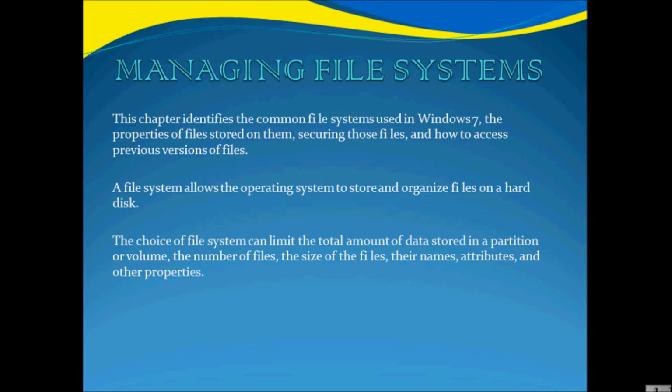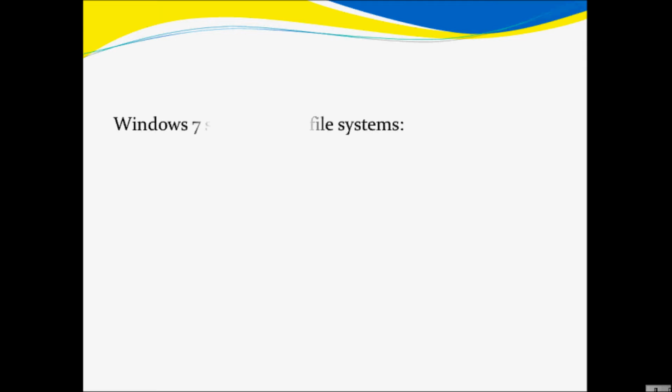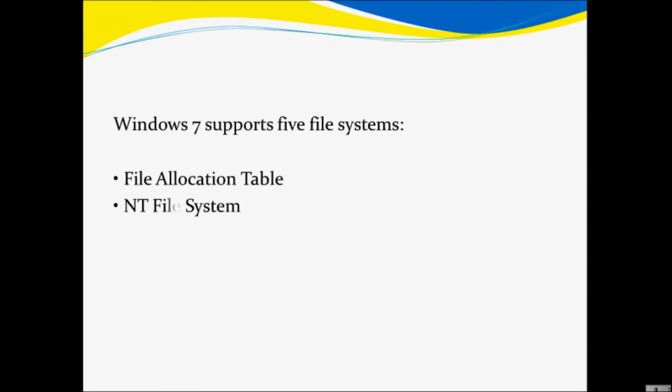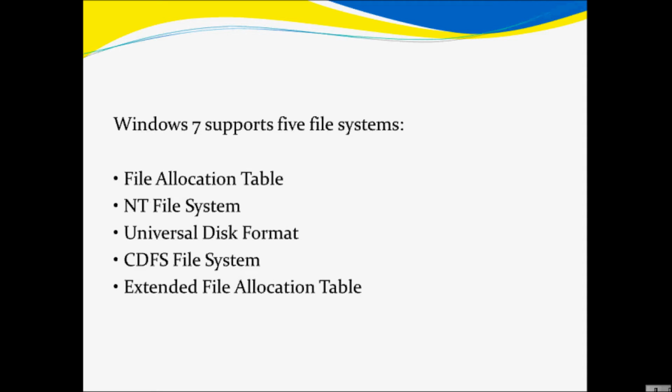The choice of file system can limit the total amount of data stored in a partition or volume, the number of files, the size of files, their names, attributes, and other properties. So Windows 7 supports 5 file systems. These are the File Allocation Table, NT File System, the Universal Disk Format, CDFS file system, and the Extended File Allocation Table.